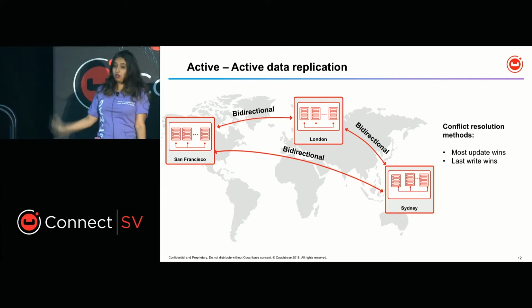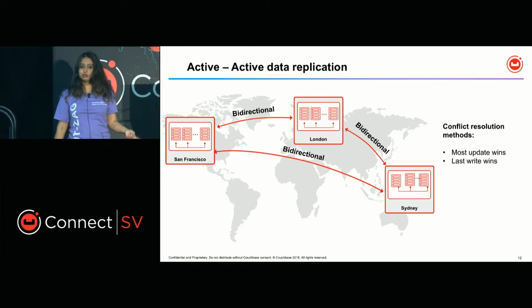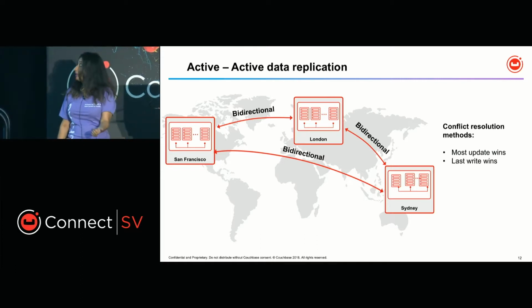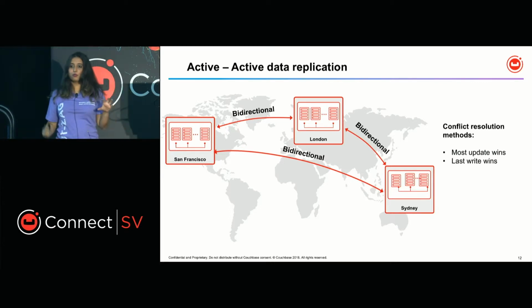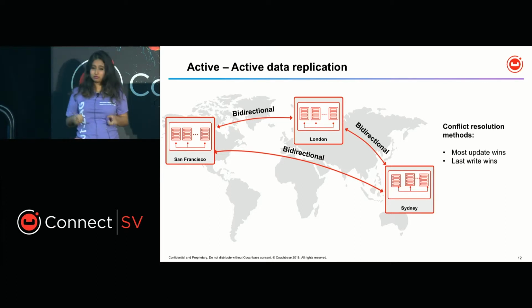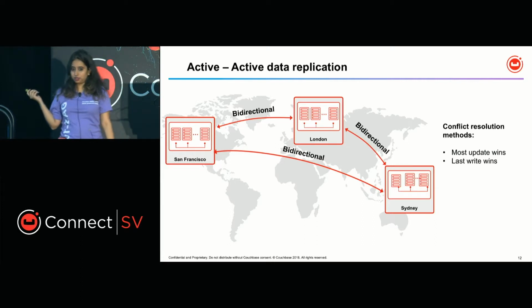And for resolving those conflicts, we provide two conflict resolution mechanisms. One is most update wins, and the other one is last write wins. For most update wins, on the document, each time a revision is made, there is a count of the number of revisions on that document, which we call rev ID. Based on the number of revisions on the document, the document with the most updates wins the conflict.